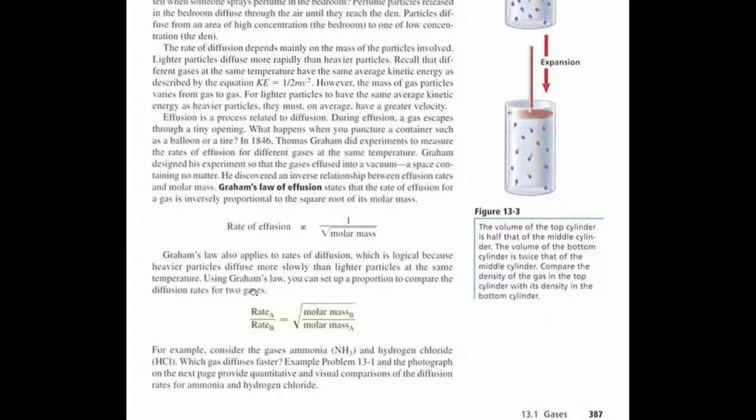Using Graham's law, you can set up a proportion to compare the diffusion rates for two gases. In this class, we're not going to find the actual rate, just a little above our heads, but we can find out if one gas will release all of its stuff faster than another one. So if we have two jars of these chemicals and we open them up, we can compare which one will allow more material to leave faster. Essentially, which one will evaporate faster is the way you can think about it.